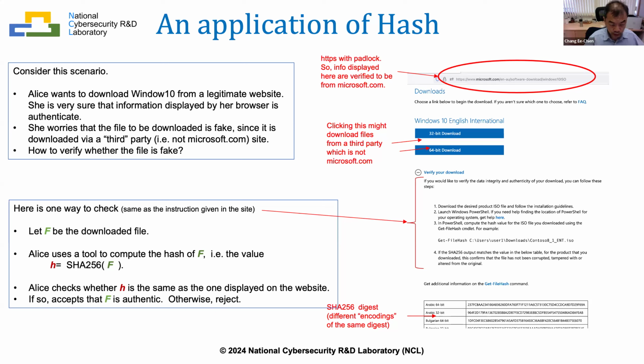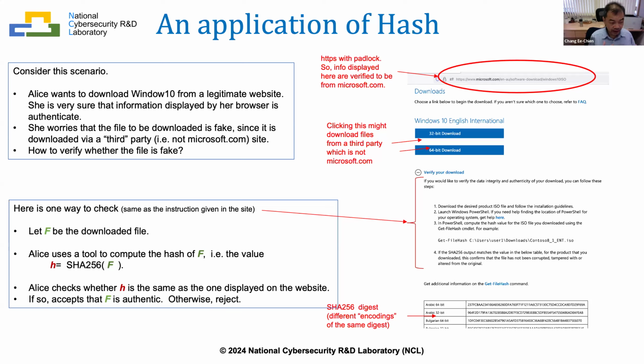Okay, so this is a huge file. On the other hand, Alice has a secure means. She is able to go to a legitimate website, and be very sure that whatever is displayed on the website is correct. In particular, there is a digest displayed on the website. This digest is 256 bits. The file could be 7 GB.